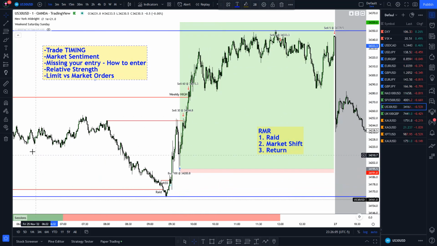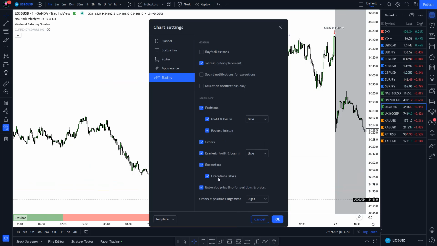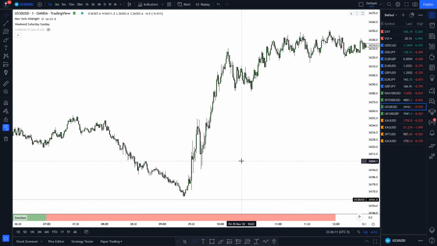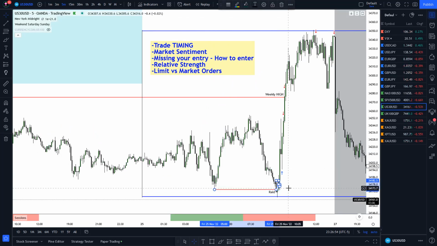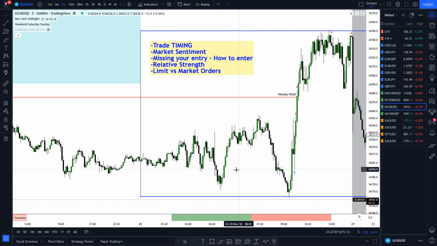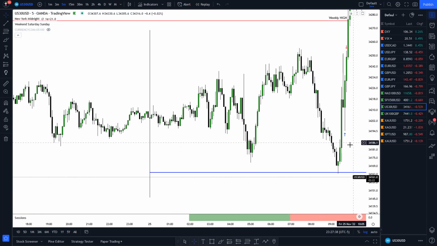But first, if you'd like to take a naked screenshot of the chart so you can outline the RMR yourselves, here you are. Alright, so the very first topic that I wanted to talk about is trade timing. And I mentioned this very briefly, but there's a very good example that happened on Friday. So in hindsight, you know that the trade entry we used this raid on this low over here.